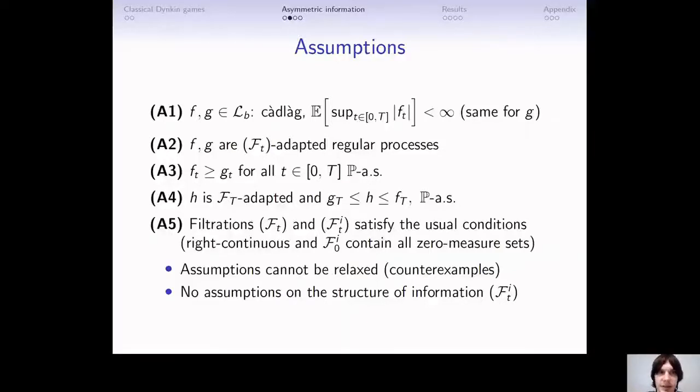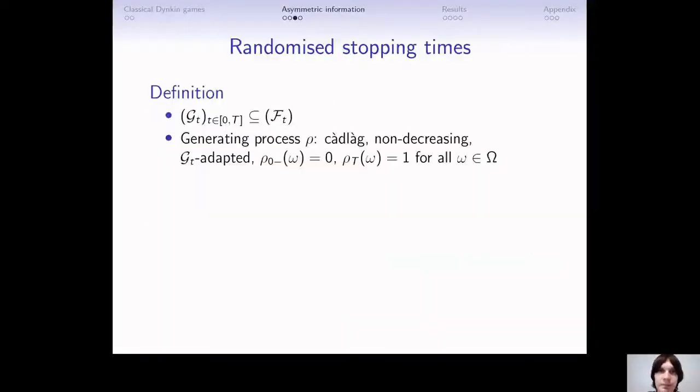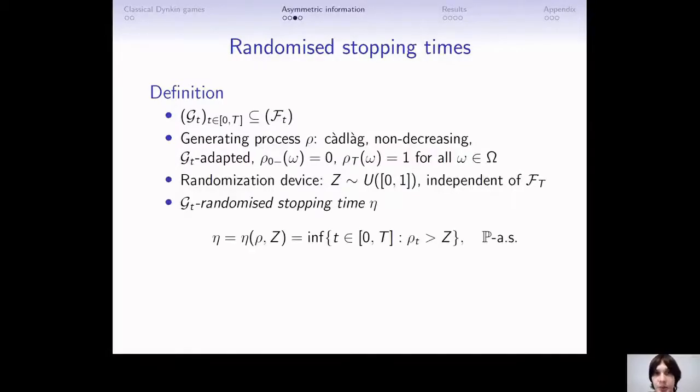I need to give the definition of a randomized stopping time. Assume that there is some subfiltration G of our general filtration F, and assume that there is a process that we call generating process that satisfies the following properties. It is càdlàg, non-decreasing, adapted to this filtration, and has values between 0 and 1. Assume also that there is a uniformly distributed random variable independent of G_T. Then we call the random time when this process first exceeds this uniform random variable a G_T randomized stopping time.